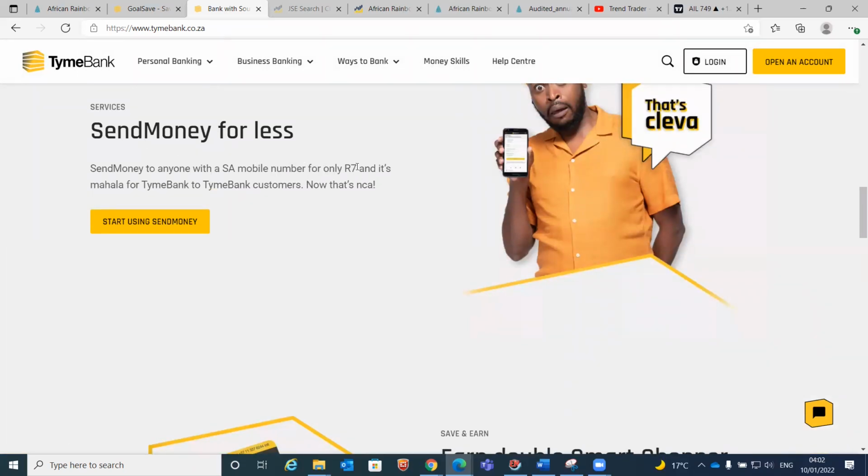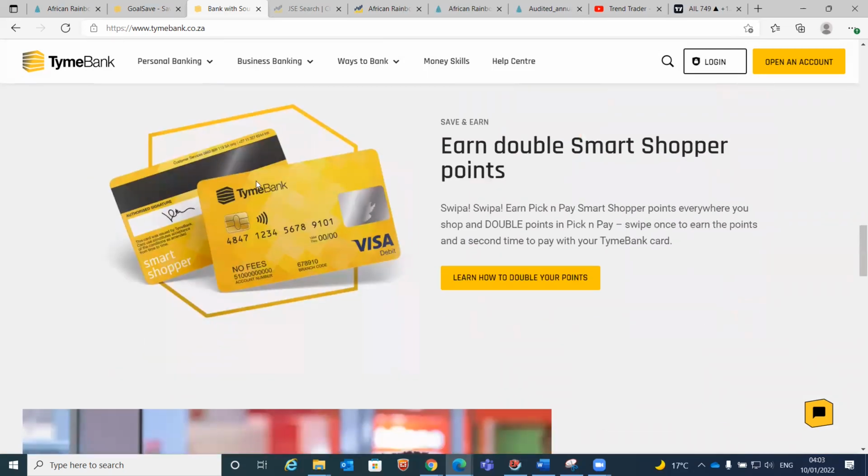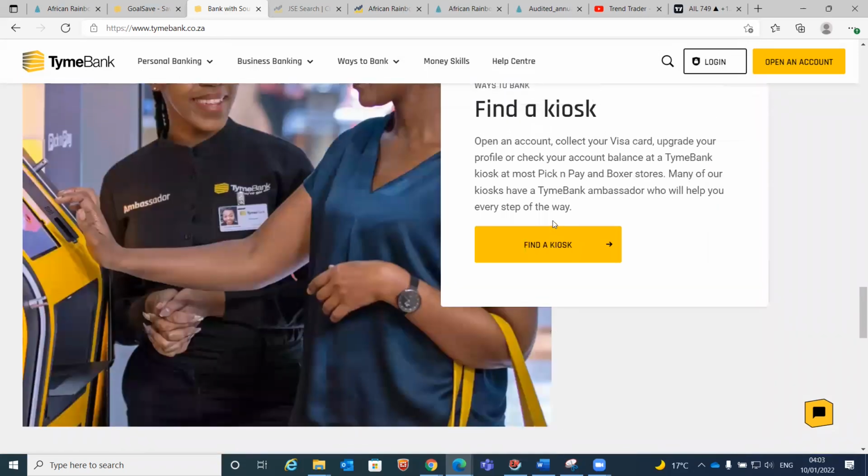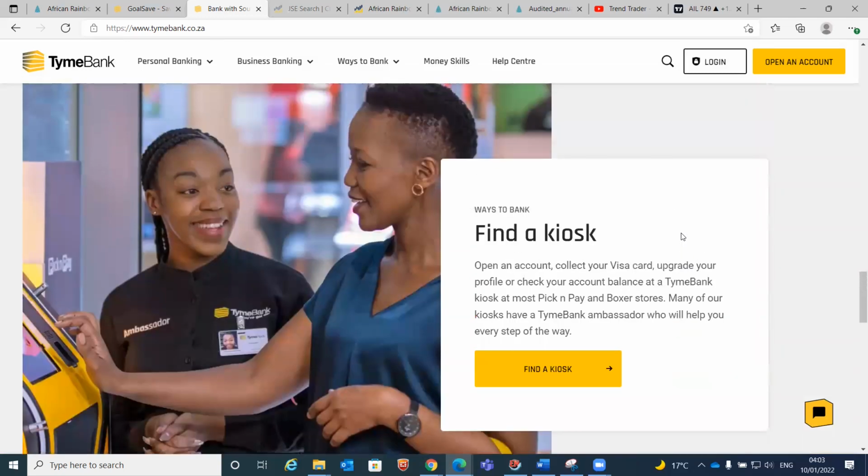It's only going to cost you R7 to send to other mobile numbers within the borders of South Africa, and it's free for TymeBank to TymeBank customers, which is good. And then if you are a Pick n Pay smart shopper account holder, then you can get double points if you pay with your TymeBank account. So there are benefits to using TymeBank, and probably that's one of the reasons why a lot of people are interested in this bank, besides looking at it from the investor's perspective, right?